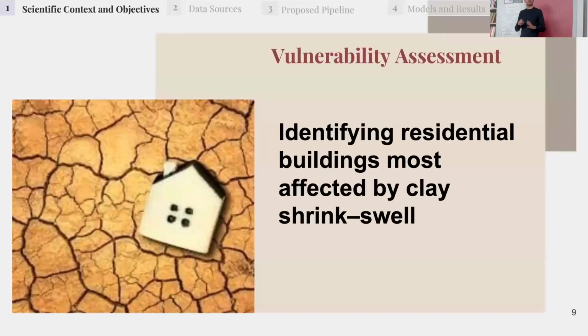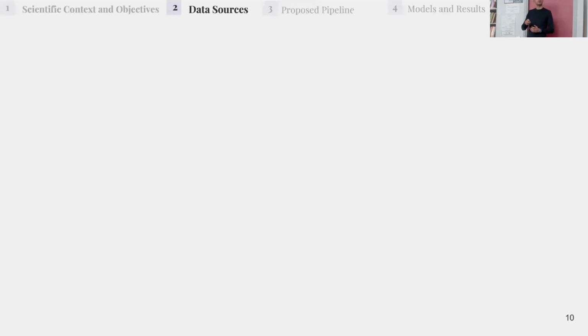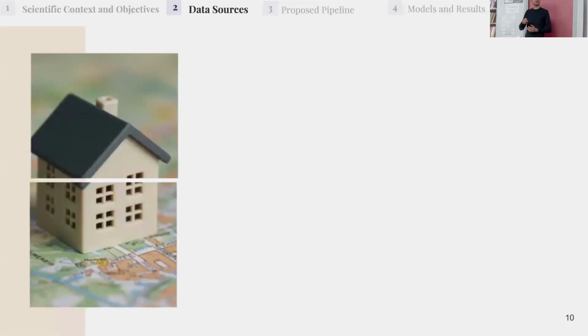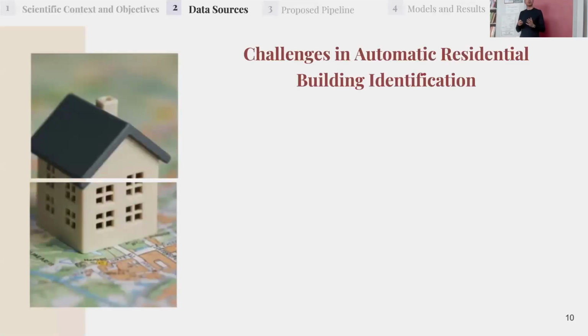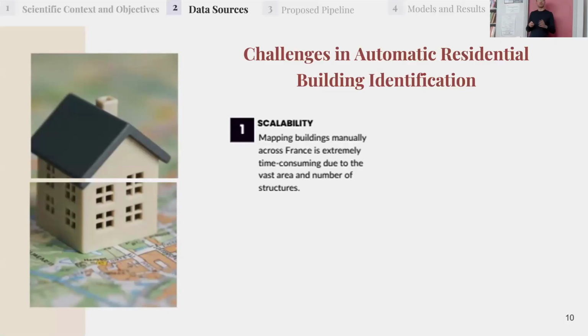So the first step of my PhD is to first identify all the residential buildings in the region Centre-Val de Loire and in France. So we did this to automatically identify the buildings. We understand that it's not a straightforward task. It has some challenges. First is the scalability. Mapping all the buildings in France is really time consuming, so we can't do it manually.